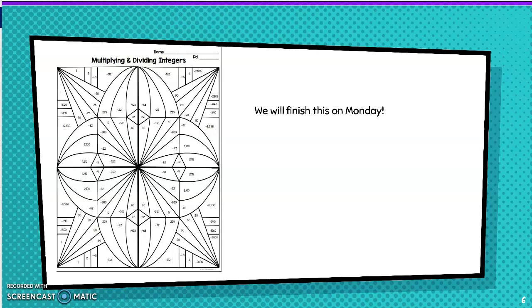If we keep our voices at an inside voice level, you can talk, but if it gets too loud, then the substitute can decide that it will be a silent work day. So be on your best behavior and always refer to your notes if you're stuck.